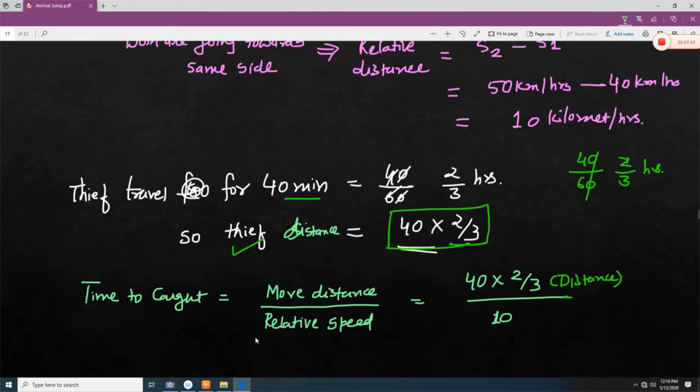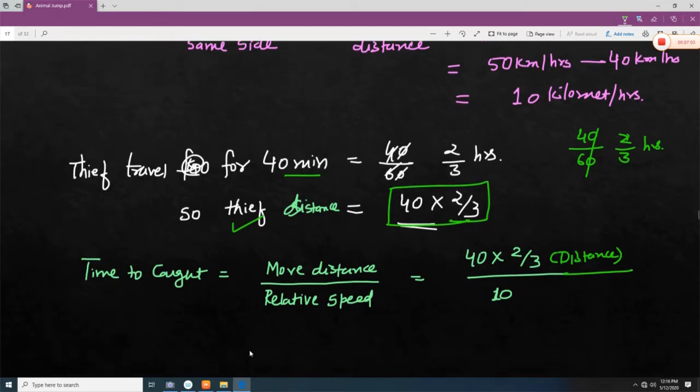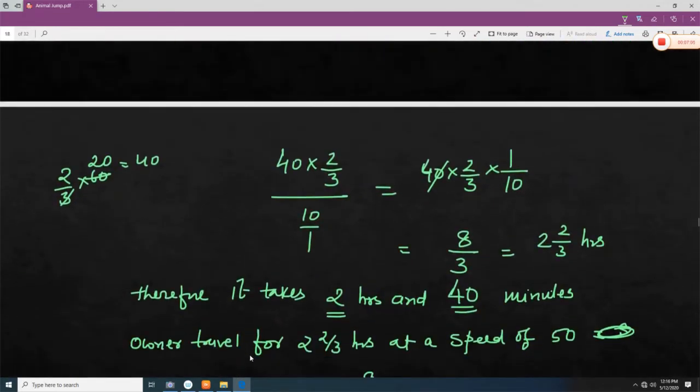And what is the relative speed? 10 is the relative speed. So 40 into 2/3 divided by 10 over 1. So when you solve, it is 8 over 3. So 8 over 3 is 2 and 2/3 hours. Therefore it takes 2 hours. So 2/3 into 60 minutes means it is 40 minutes. So 2 hours and 40 minutes it takes to catch the thief.